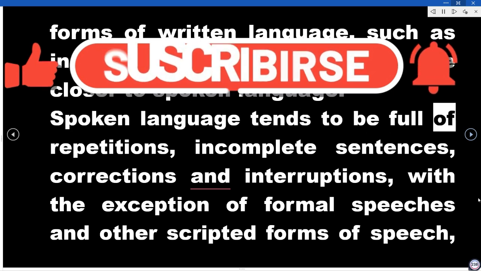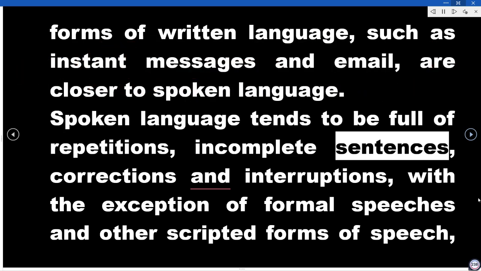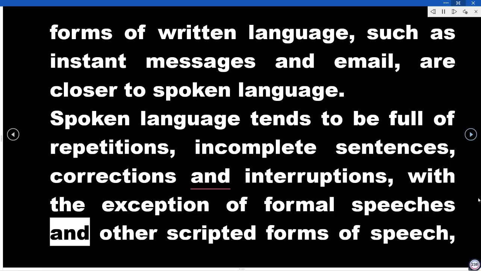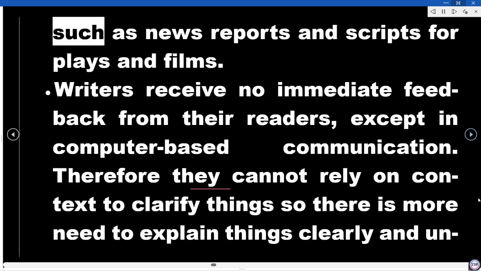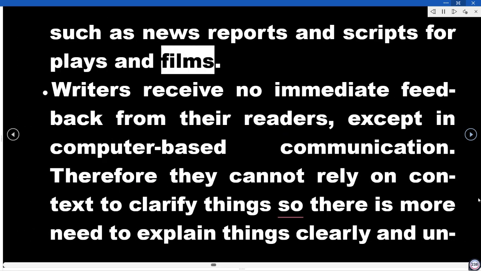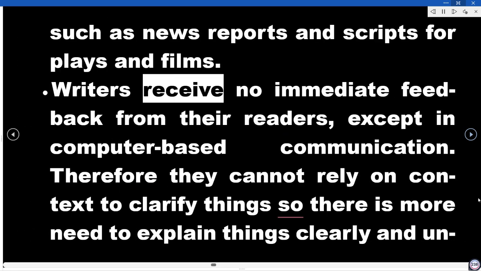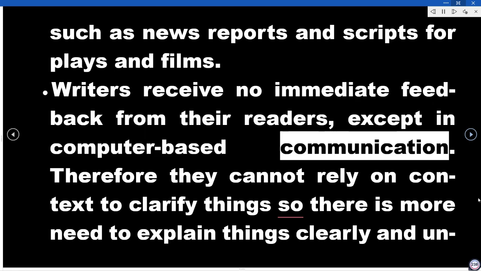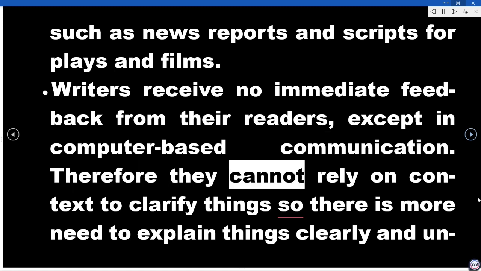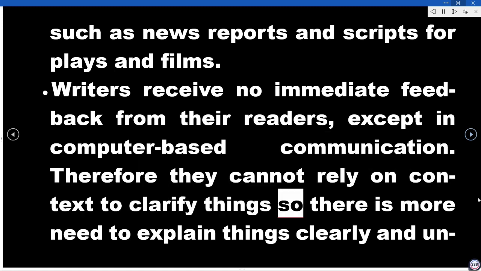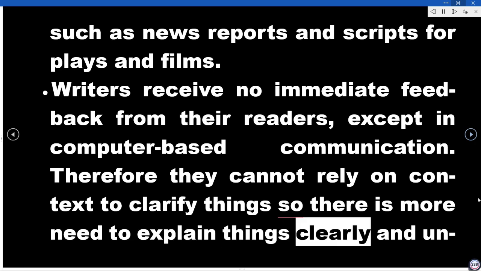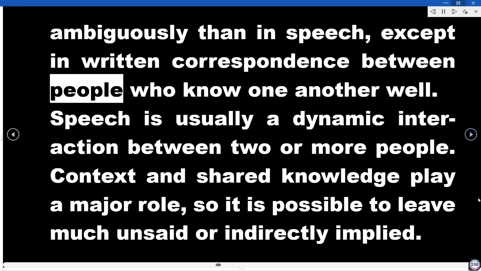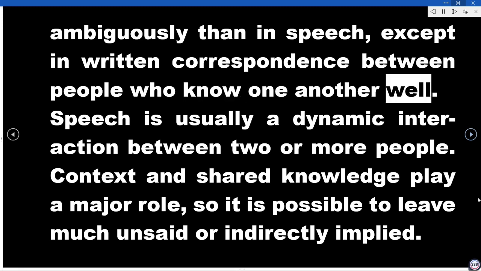Spoken language tends to be full of repetitions, incomplete sentences, corrections and interruptions, with the exception of formal speeches and other scripted forms of speech, such as news reports and scripts for plays and films. Writers receive no immediate feedback from their readers, except in computer-based communication. Therefore, they cannot rely on context to clarify things, so there is more need to explain things clearly and unambiguously than in speech, except in written correspondence between people who know one another well.